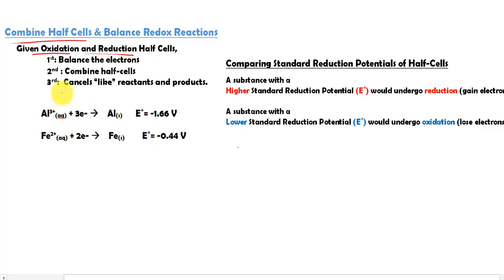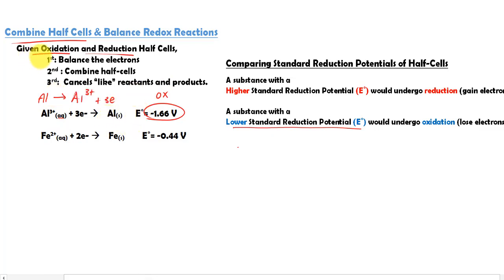In this case, we are not given oxidation and reduction, but we have the reduction potentials. Now if we go back, the one with the lower reduction potential undergoes oxidation. So if we have negative 1.66 and negative 0.44, this will undergo oxidation, which will be the opposite of reduction. So we have to rewrite this. Again, it's the opposite of reduction.